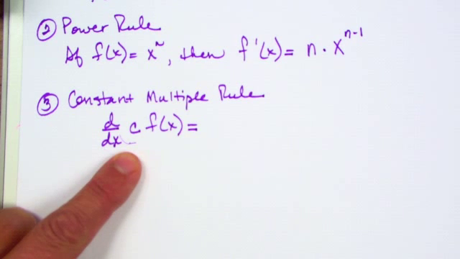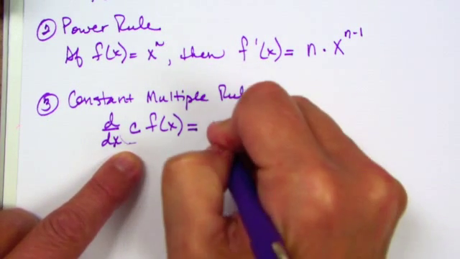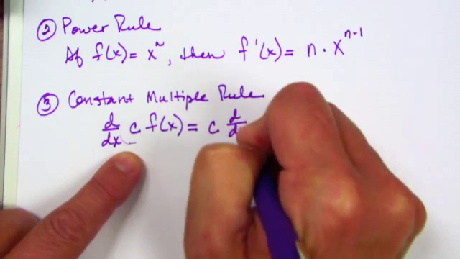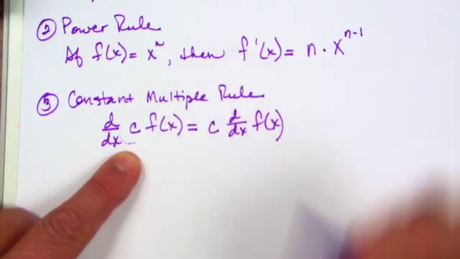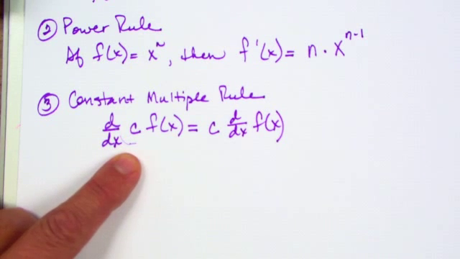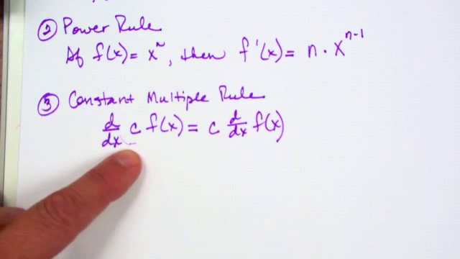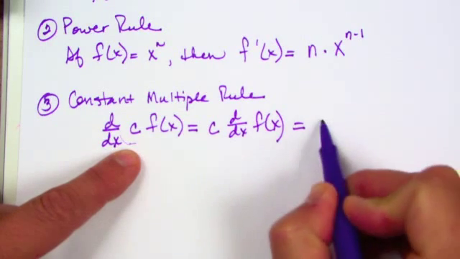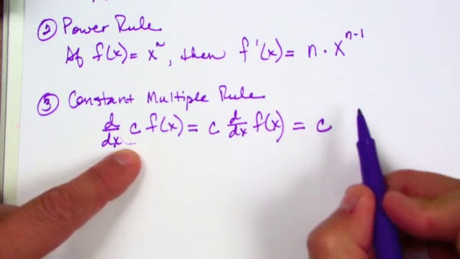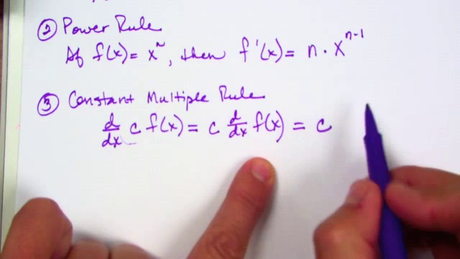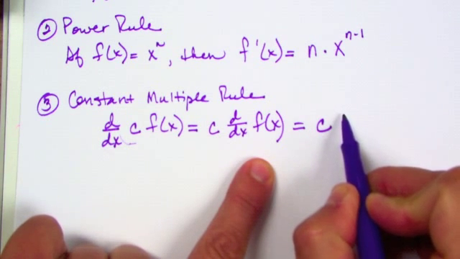Just like my limit rules, right? Derivatives are really limits. And if we were taking a limit of a constant times a function, that was equal to the constant times the limit of the function, right? So this is equivalent to the constant times the derivative of f of x, which is c, and what would be the derivative of f of x? How would I note that? F prime of x. Good.